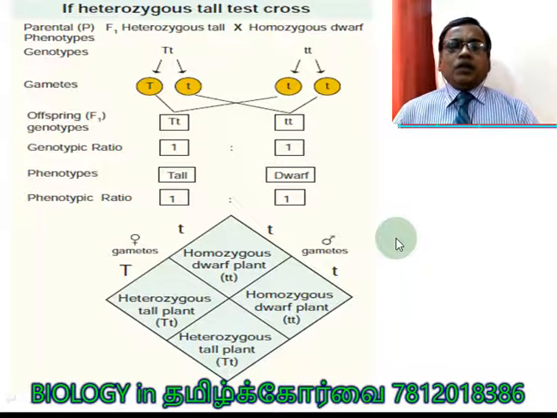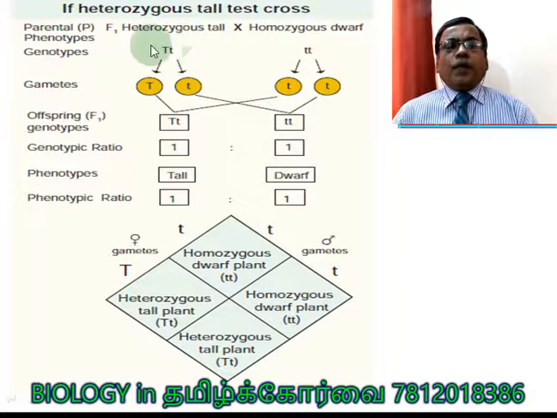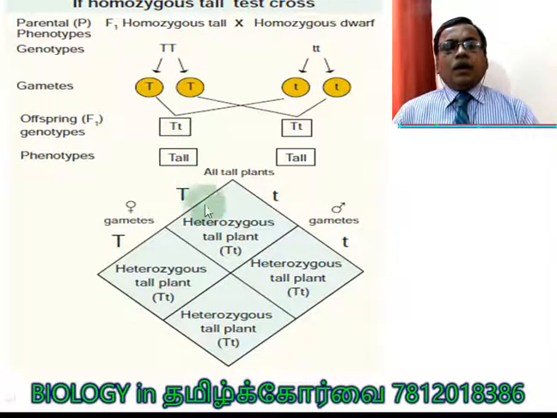So if the test cross ratio is 1:1, the F1 plant or the plant with unknown genotype is heterozygous. Make it very clear. If the phenotypic ratio is 1:1, even the genotypic ratio is also 1:1 only. So if the phenotypic ratio is 1:1 in the test cross, the unknown genotype is heterozygous dominant. If all the plants are tall plants and no dwarf plant appears in the test cross, then the unknown genotype is a homozygous tall plant. That is the way we are able to understand its genotype.